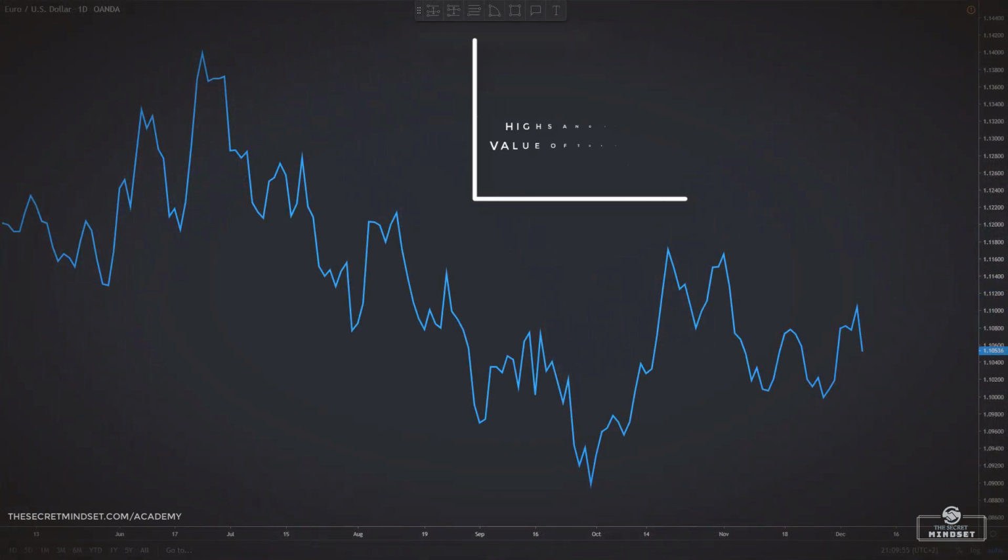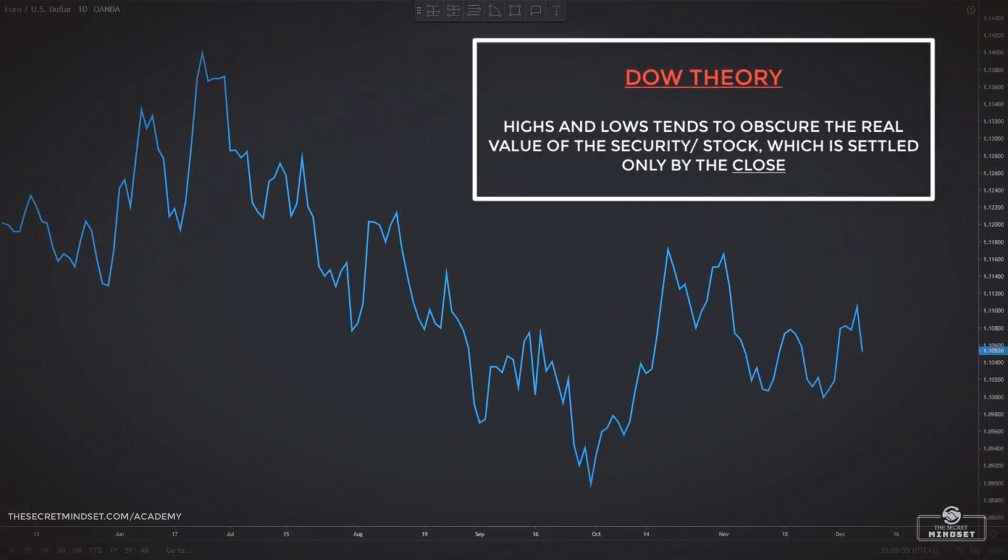Charles Dow, the developer of Dow theory, the groundwork for the technical analysis, was only interested in the close of the instrument. Dow believed that plotting a record of highs and lows tend to obscure the real value of the security or the stock, which is settled only by the close.